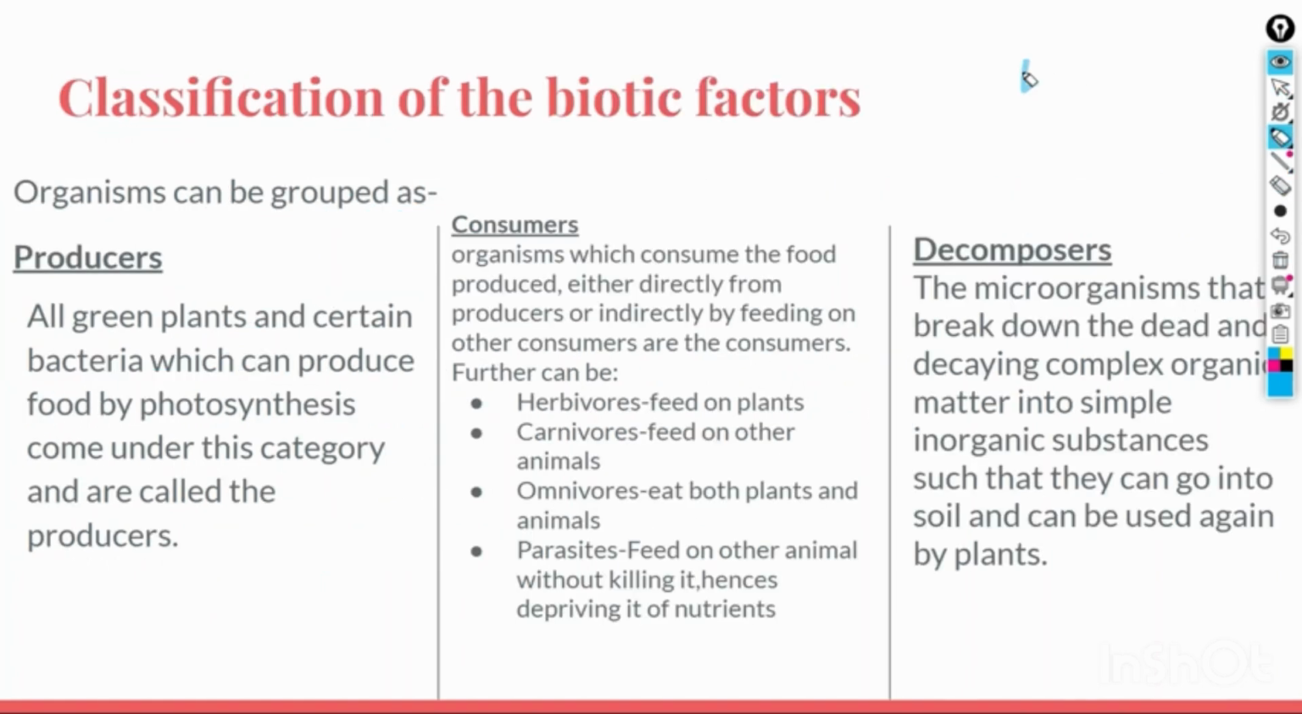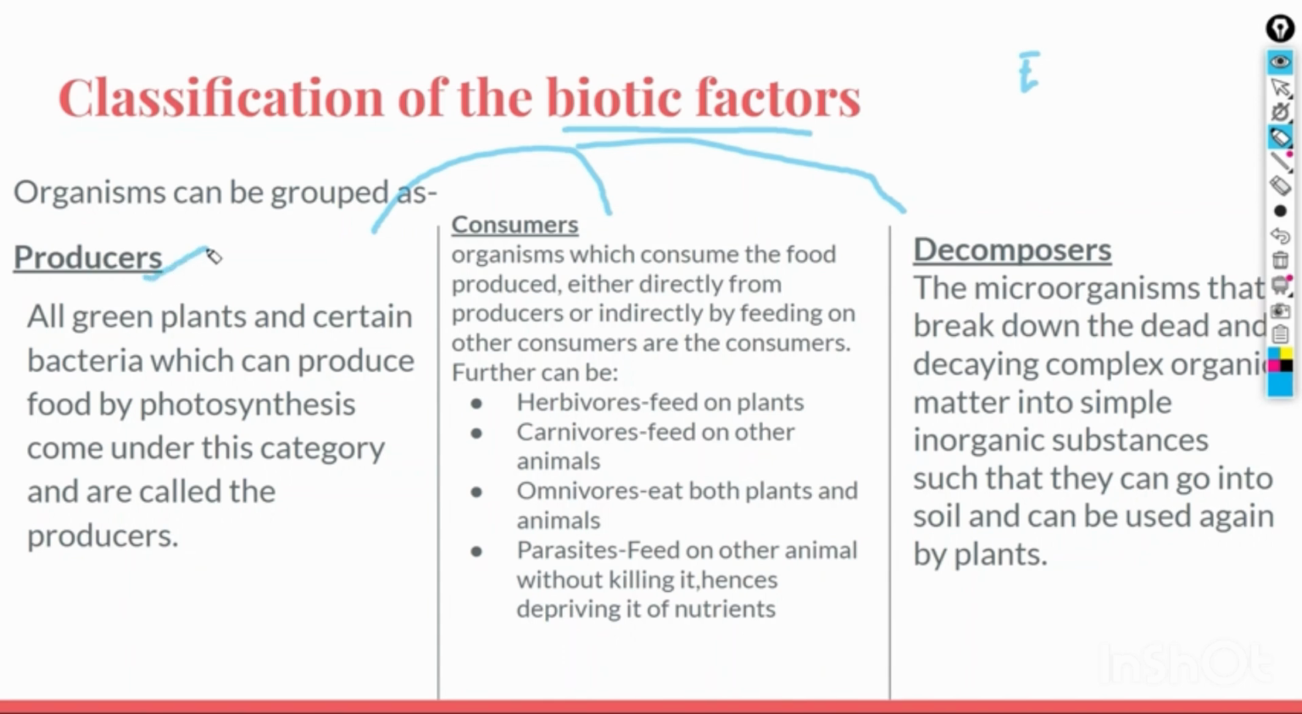An ecosystem consists of the biotic and abiotic components. Now we are going to study the biotic factors further. These biotic factors consist of producers, consumers, and the decomposers. These are further divided into these three subcategories.